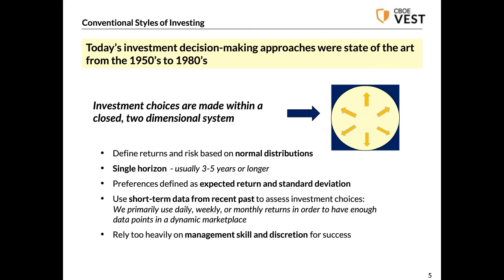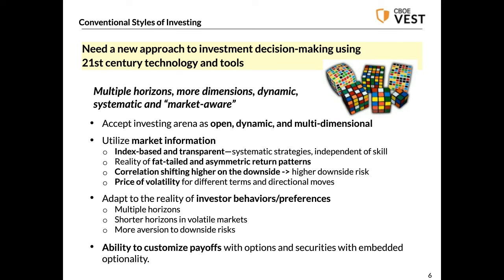Now, where we should be, in my opinion, is that we should be using some new approaches to investment decision making that are more adapted to the reality of investing in the 21st century and some of the tools that we have, including exchange-listed options. Most investors have multiple horizons, and we also have a more dynamic market environment where the investment arena is changing in risk at different points in time. It's also multidimensional. What I mean is that we have both top-down and bottom-up investing as important parts of the process.